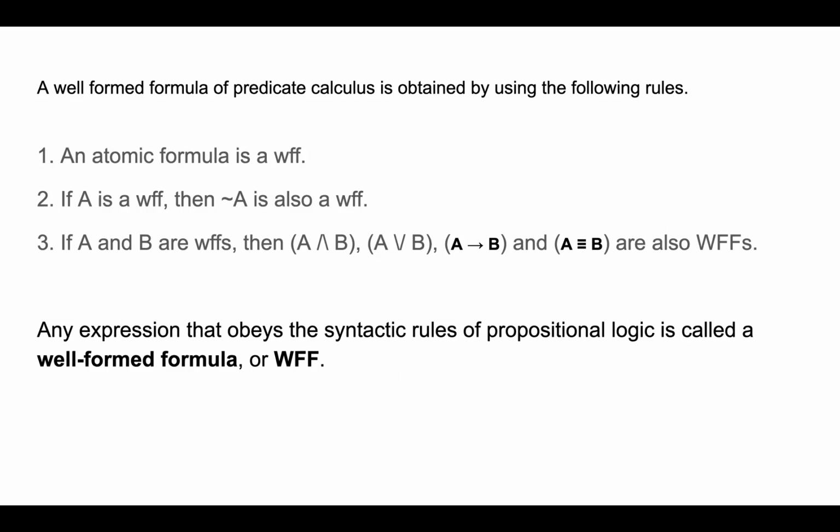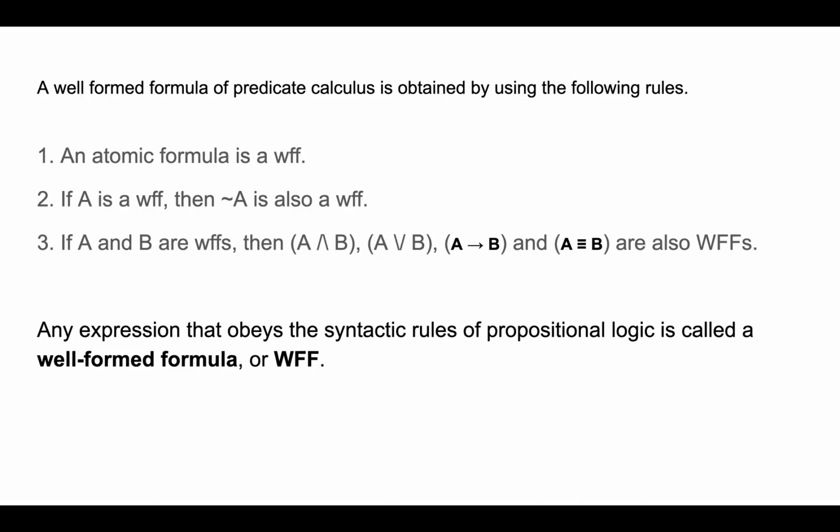Then the next rule is, if A is a well-formed formula, then negation A is also a well-formed formula. If A is a well-formed formula, then the negation of that is also a well-formed formula. Means what? P and Q is a well-formed formula, and the negation of P and Q, in brackets, is also a well-formed formula.